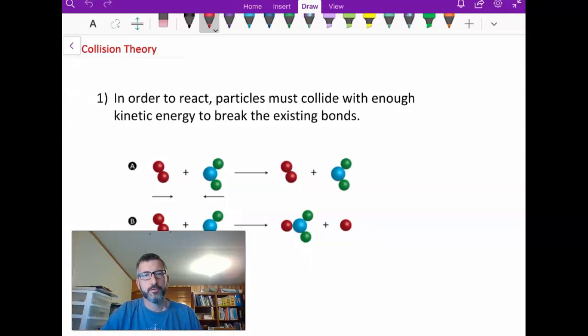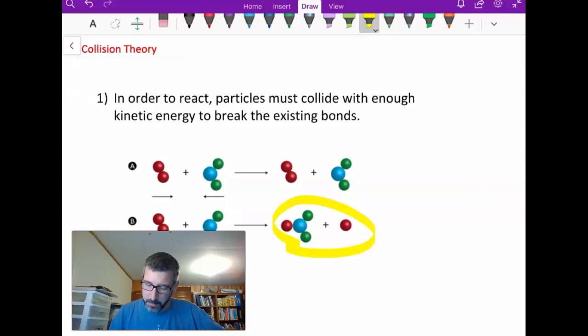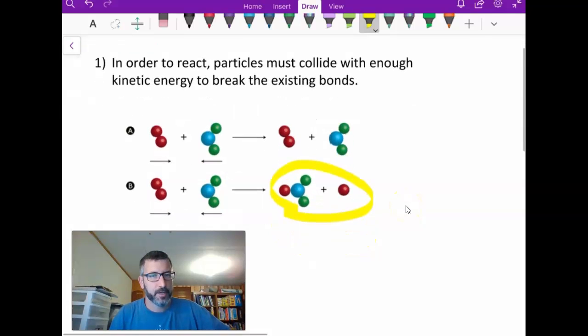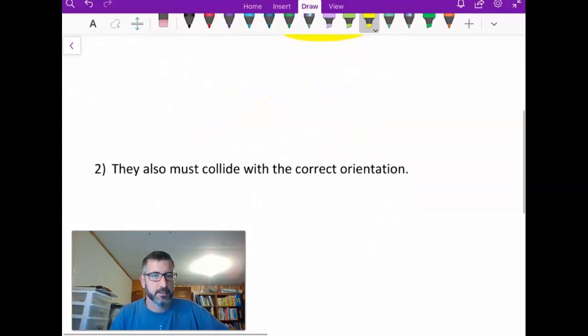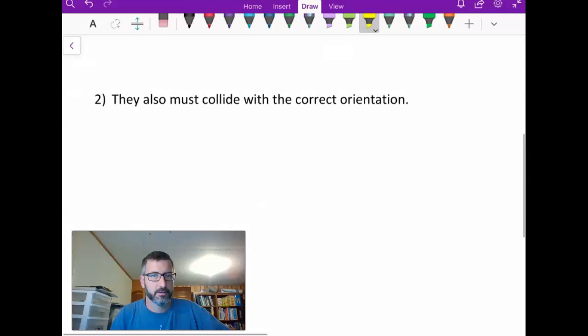But in order to react, particles must collide with enough kinetic energy to break the existing bonds. Very simple. If these two molecules have the potential of making these products down here, but they don't collide with enough energy, they simply bounce apart. If they do, we get products. Very simple. Right? So that's the first stipulation of collision theory. The second stipulation is they have to collide with correct orientation.